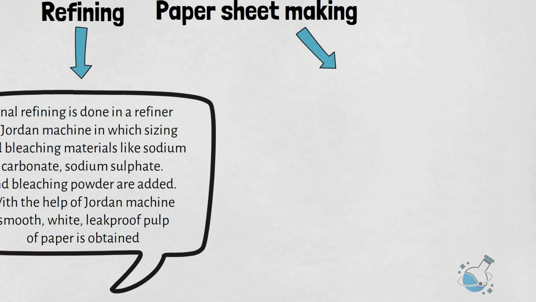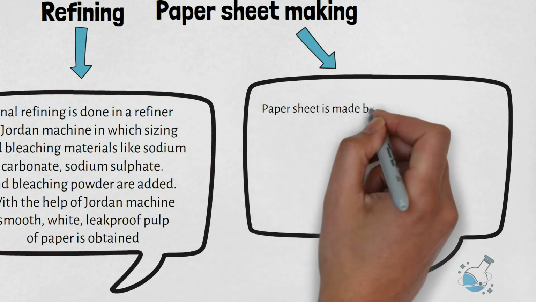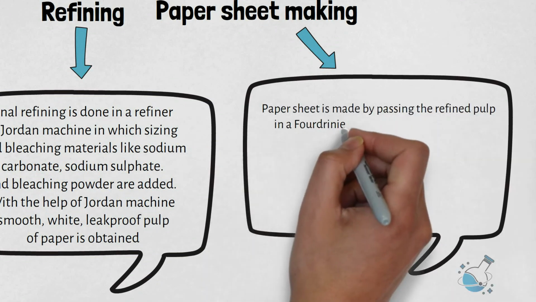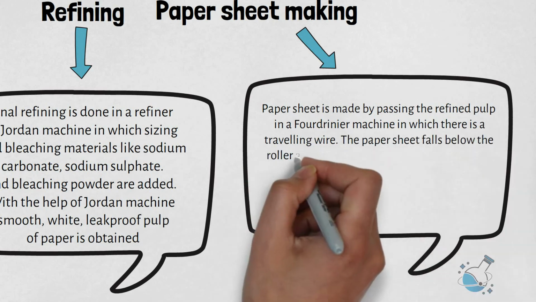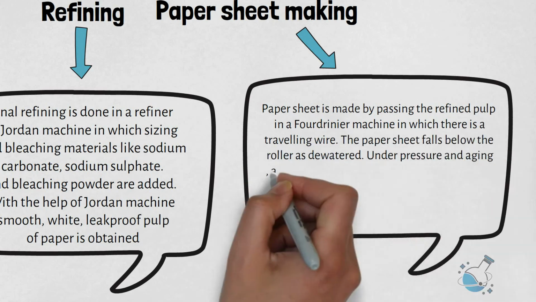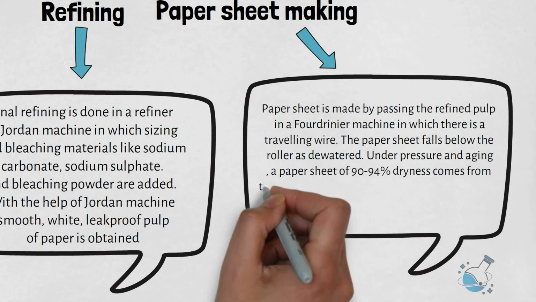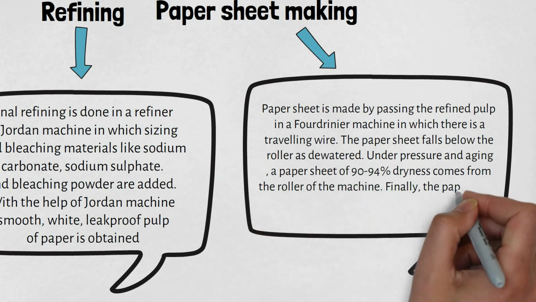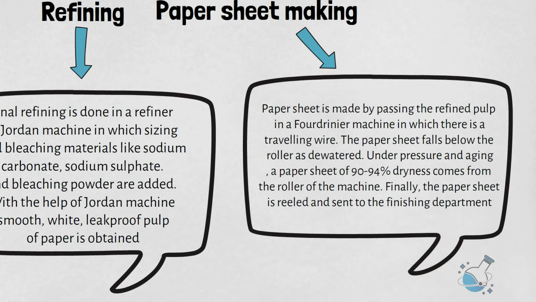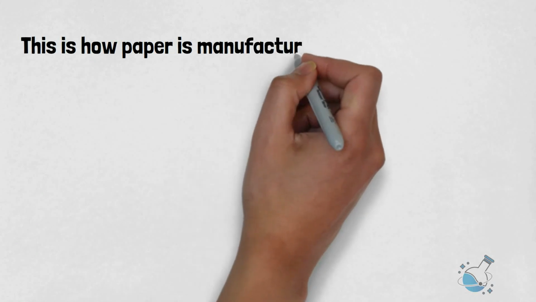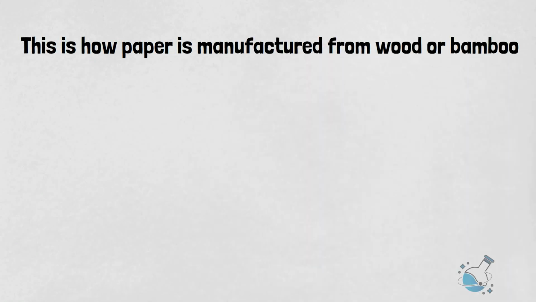The paper sheet is made by passing the refined pulp in a fourdrinier machine, in which there is a traveling wire. The paper sheet falls below the roller as ordered. Under pressure and aging, a paper sheet of 90–94% dryness comes from the roller of the machine. Finally, the paper sheet is reeled and sent to the finishing department. So, this is how paper is manufactured from wood or bamboo.